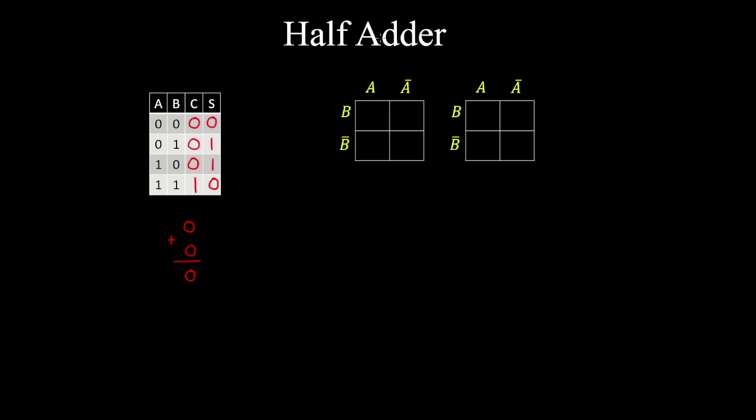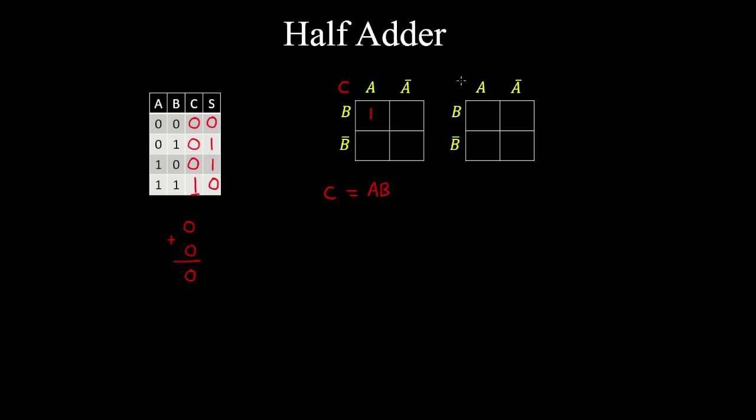So effectively the half adder has two outputs. Now let's construct the Karnaugh map for the carry. So there's only one output that gives 1, where A is 1 and B is 1. So therefore the carry is A and B from this Karnaugh map.